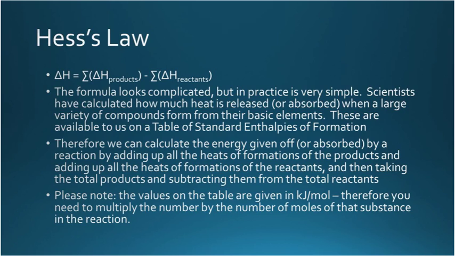Therefore, we can calculate the energy given off or absorbed by the reaction by adding up the heats of formation of the products, adding up all the heats of formation of the reactants, and then taking the total of the products and subtracting the total of the reactants. Please note, the values on the table are sometimes given in kilojoules per mole. Therefore, you need to multiply by the number of moles of substance in a reaction. Therefore, we need to make sure our reactions are balanced.